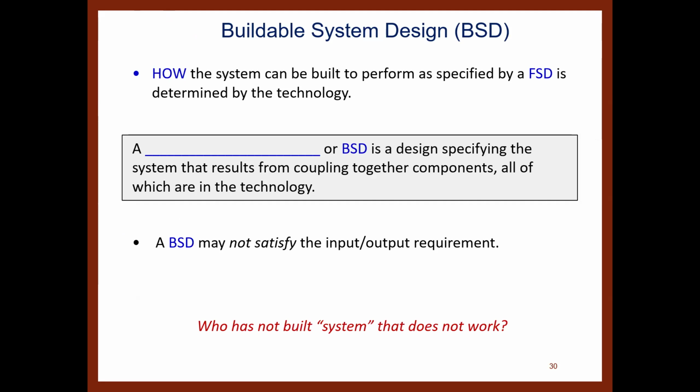So we went from functional system design to buildable system design. And this one, we are trying to address how the system can be built to perform as specified by this functional system design. A buildable system design is a design specifying the system that results from coupling together components, all of which are in technology. A buildable system design may not satisfy the input-output requirement.